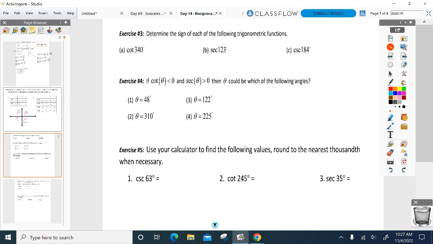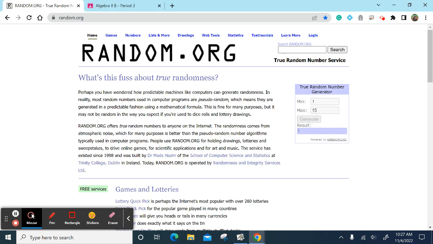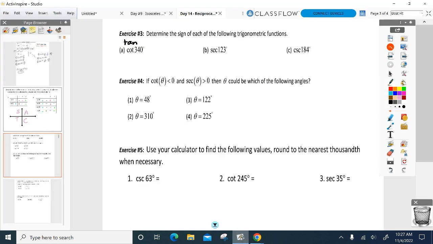Cotangent is a little awkward because it's new, but what is cotangent related to? Tangent. If you want to write a little tangent above, they're going to have the same signs. Where is 340? What quadrant am I in? Quadrant 4. What do you know about tangent in quadrant 4? So cotangent is positive too. If the original's positive, so is the new one.